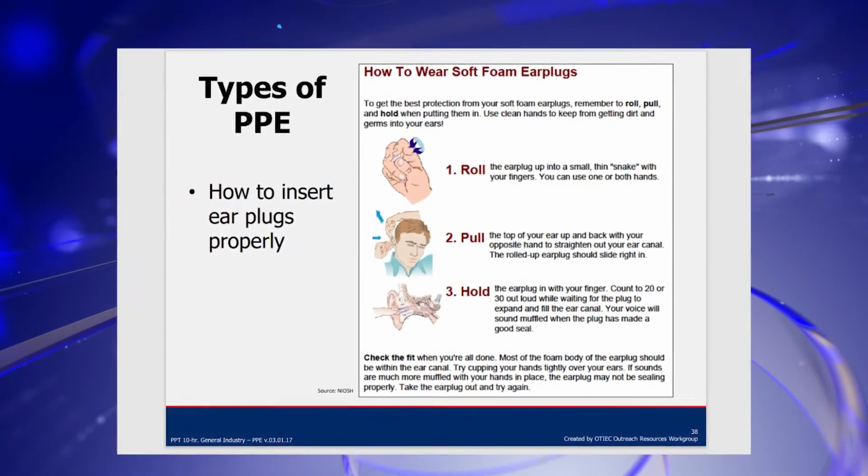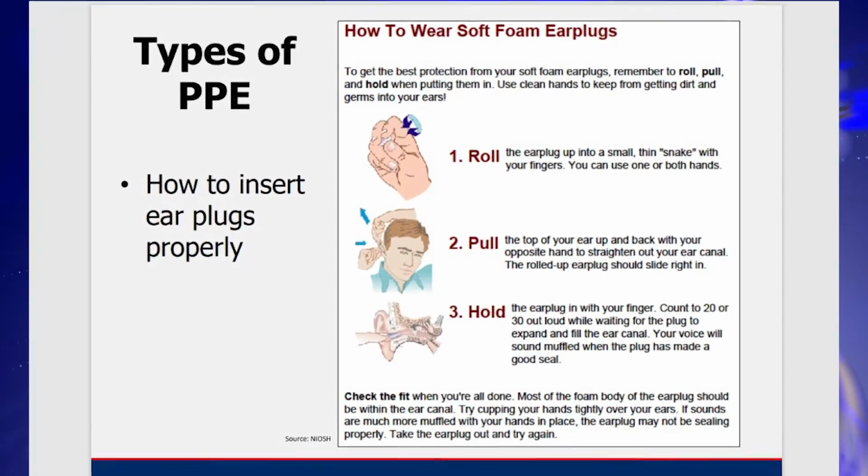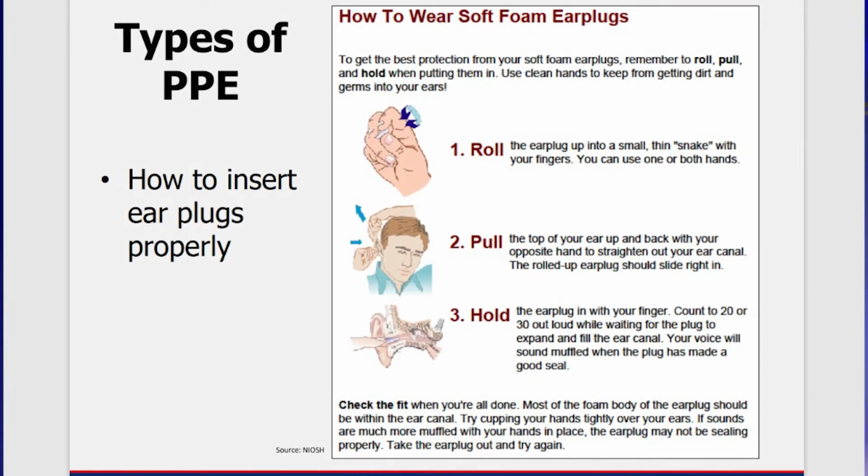How to insert earplugs properly. How to wear soft foam earplugs. To get the best protection from your soft foam earplugs, remember to roll, pull, and hold when putting them in. Use clean hands to keep from getting dirt and germs into your ears. 1. Roll. Roll the earplug up into a small thin snake with your fingers. You can use one or both hands.